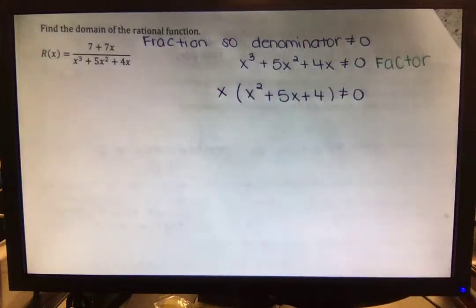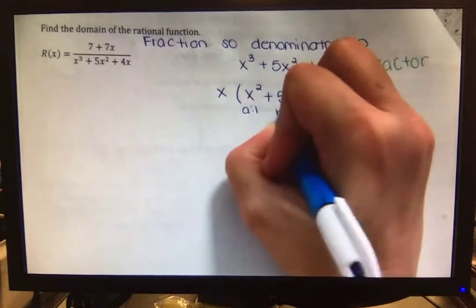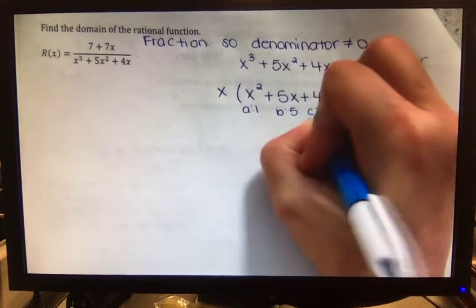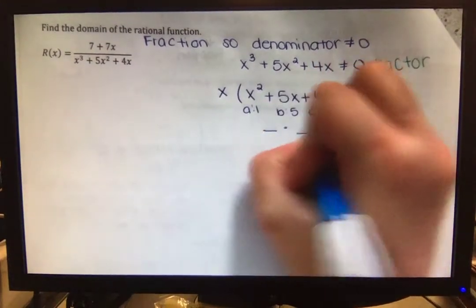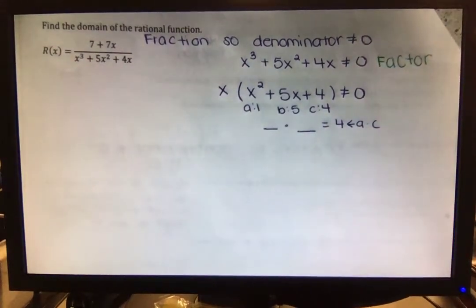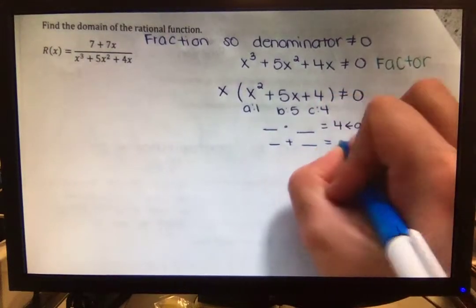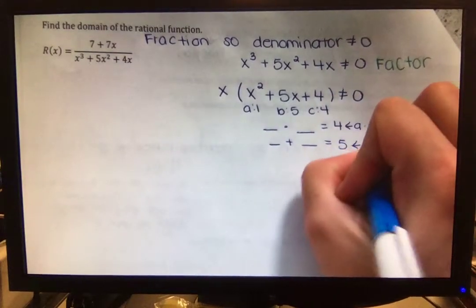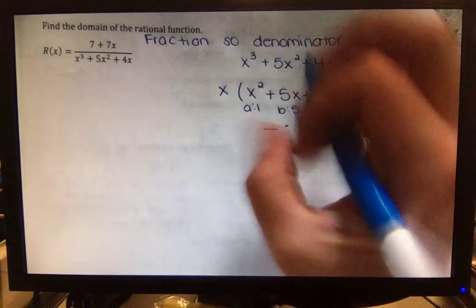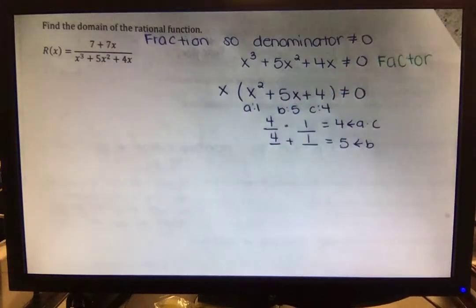So now factoring x squared plus 5x plus 4. A is 1, B is 5, C is 4. We're looking for two numbers that will multiply together, A times C, to give us 4, and add together to give us B, which is 5. 4 and 1. 4 times 1 is 4. 4 plus 1 is 5.